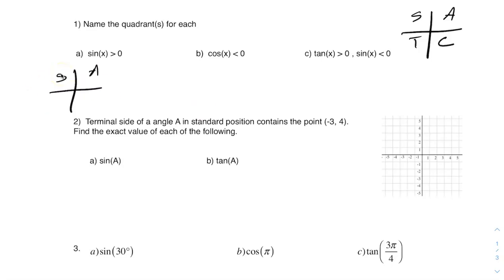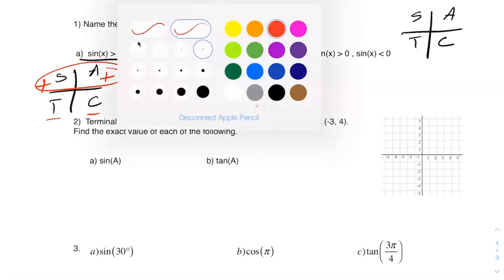All students take calculus. I want where sine is positive. So remember, sine is positive at A because everything's positive at A, and at S because that's what S stands for, sine, and then negative at these two. And we want positive sine, so these two, quadrant 1 and quadrant 2. So there we go.